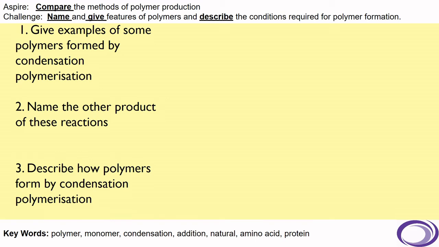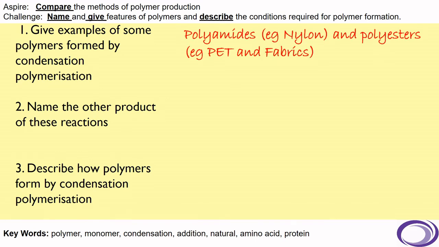Okay, so some examples of polymers formed by condensation polymerization are polyamides. An example of that would be nylon, and polyesters, of which PET is one. That's one of the molecules used to make a lot of plastic bottles, and also fabrics. So a lot of the materials you wear can be made from these types of polymers. The other product of these reactions is small molecules such as water.